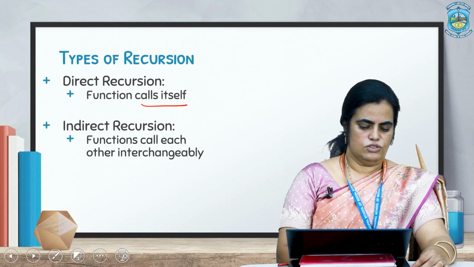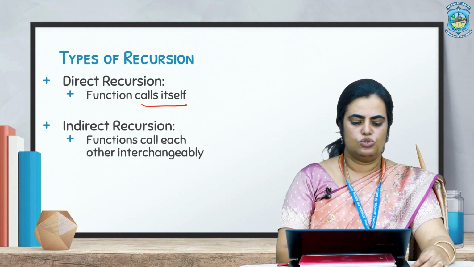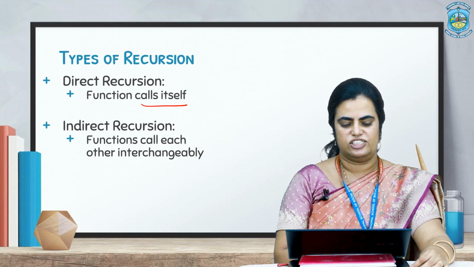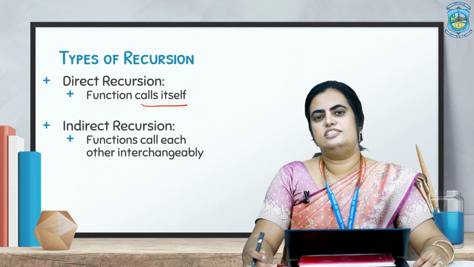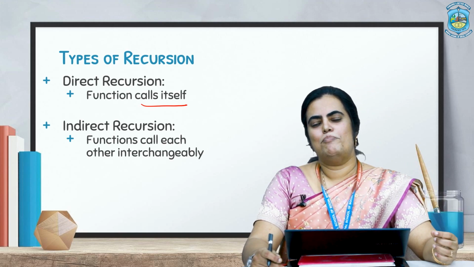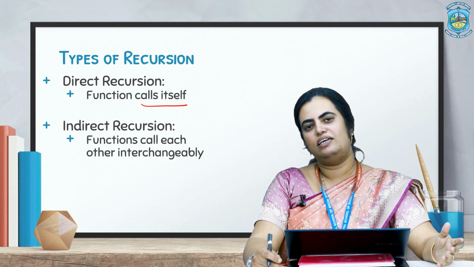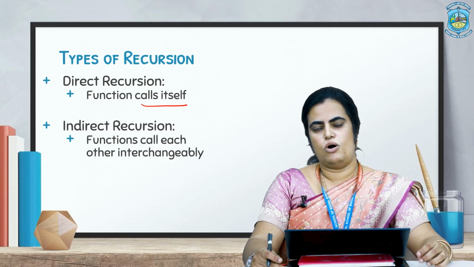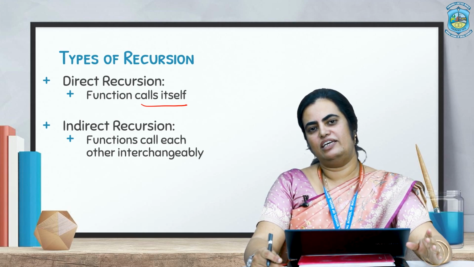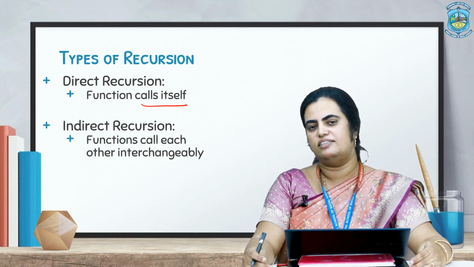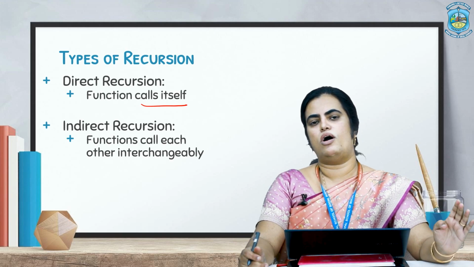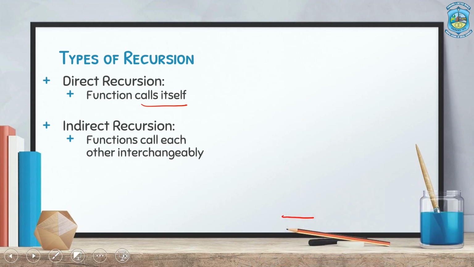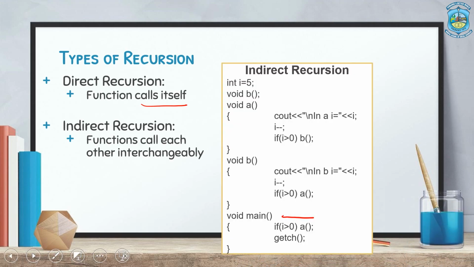The second kind of recursion is known as indirect recursion. Indirect recursion can be considered as multiple functions calling each other one after the other. So it may be a circular call, where one function would be calling another, which may be calling still another, and the last function may be calling the first one. Let us look into an example of indirect recursion.